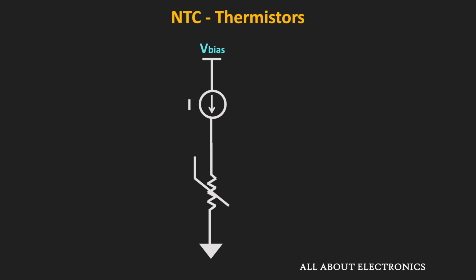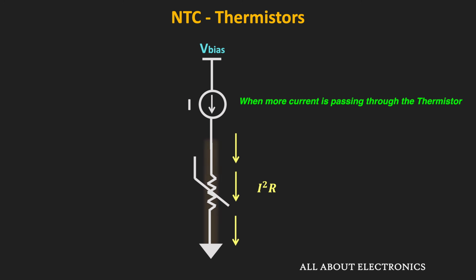Now here, while using these NTC thermistors for temperature sensing applications, the bias current passing through the thermistor should be very low. Typically, it should be in the microampere range. If it is more than that, then the effect of self-heating can occur in the thermistor. As the current passes through the thermistor, there will be a power dissipation across the thermistor, equal to I square times R. And because of this power dissipation, the temperature of the thermistor will also increase. This phenomenon is known as self-heating.